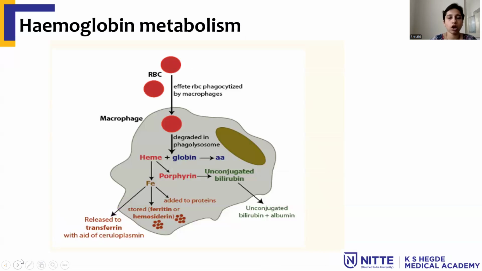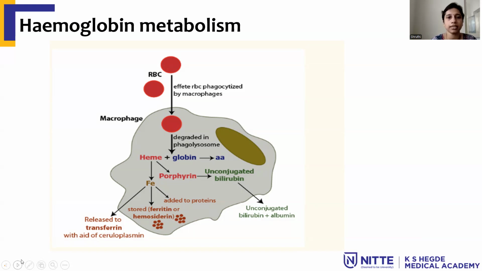The normal lifespan of RBC is 120 days. If the RBCs have some abnormality or the lifespan is over, they will be destroyed in the reticuloendothelial system, like the spleen. The spleen has cells called macrophages. Macrophages will engulf or phagocytose these senescent RBCs. They metabolize the content which is there in the RBC.